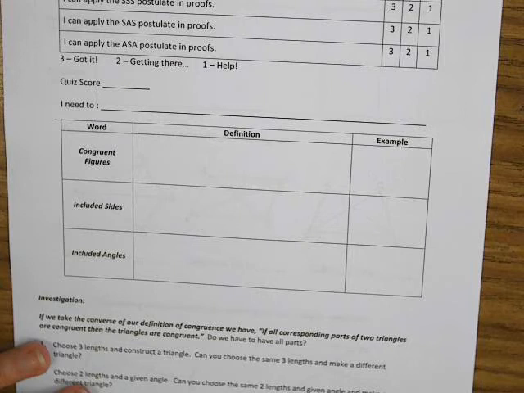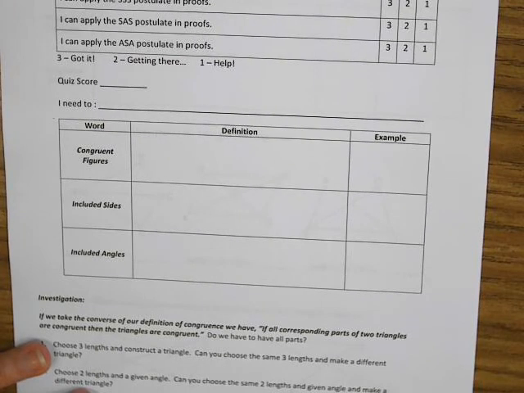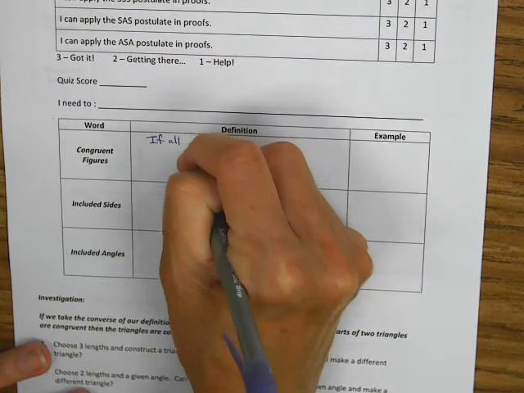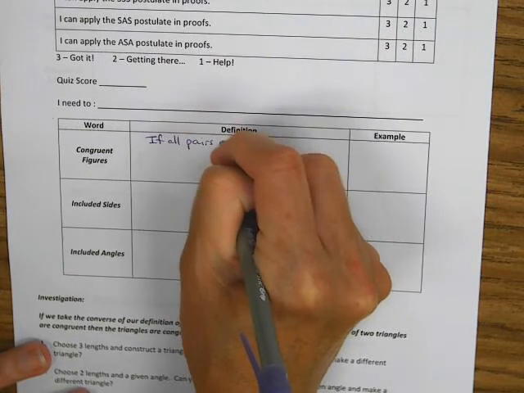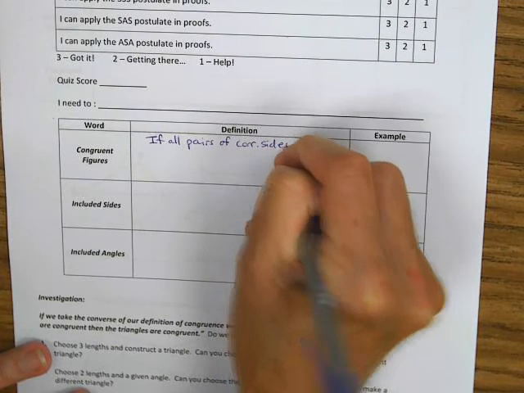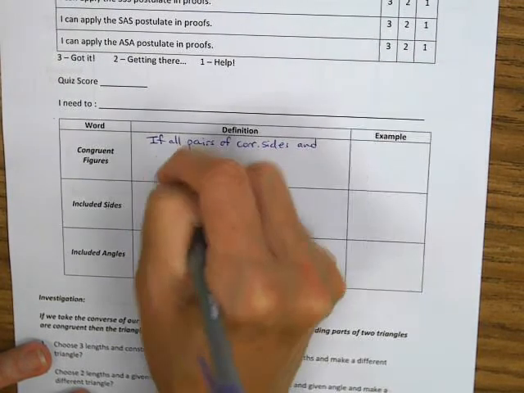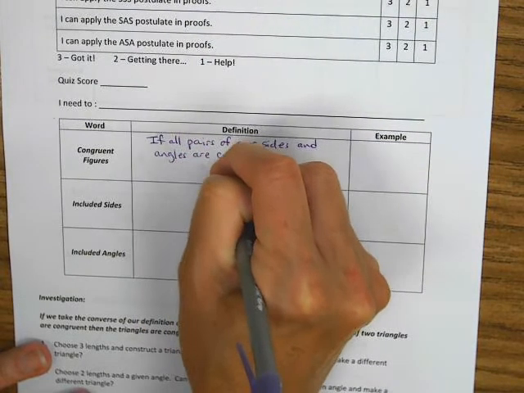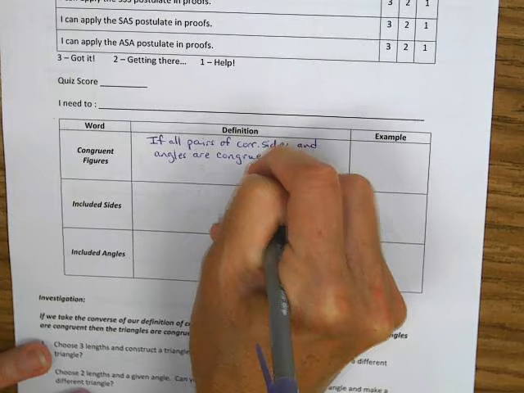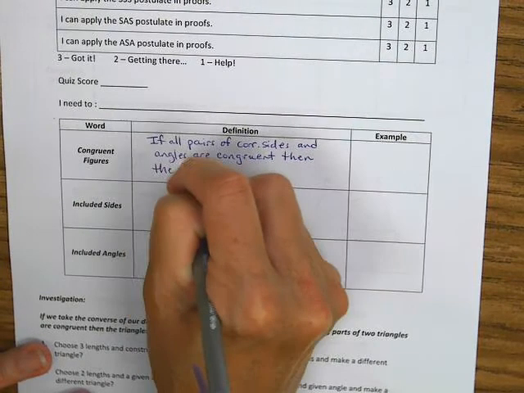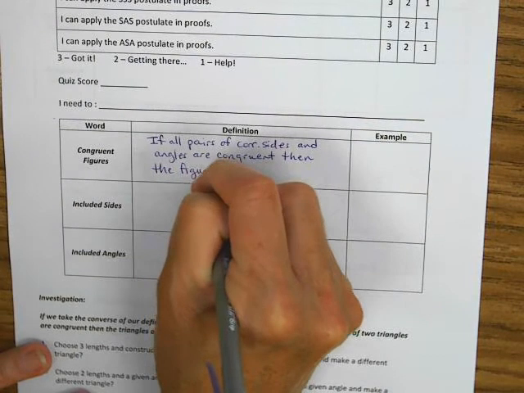So let's review. We had this definition of congruent figures earlier in the chapter here in section 3.1, and we said if all pairs of corresponding sides and angles are congruent, then the figures are congruent.